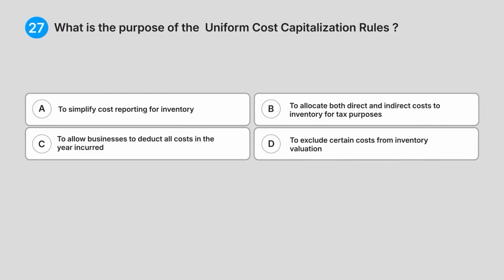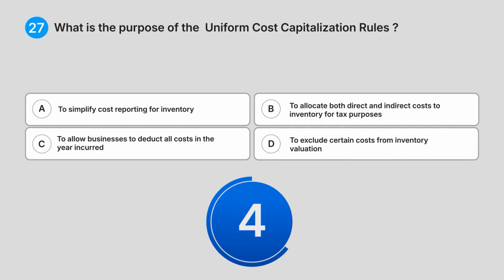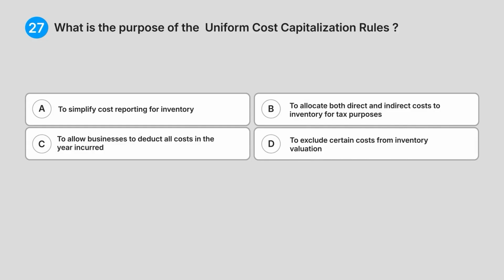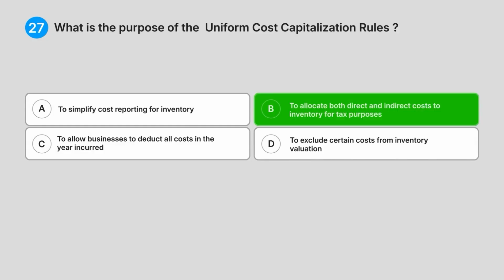27. What is the purpose of the Uniform Cost Capitalization Rules? A. To simplify cost reporting for inventory. B. To allocate both direct and indirect costs to inventory for tax purposes. C. To allow businesses to deduct all costs in the year incurred. D. To exclude certain costs from inventory valuation. Do you know the answer? Correct answer, B. To allocate both direct and indirect costs to inventory for tax purposes.